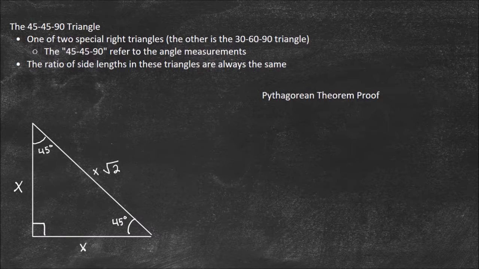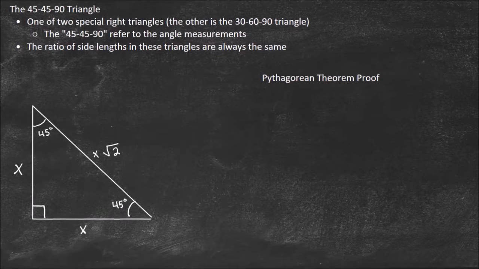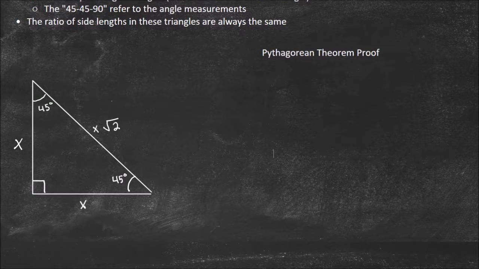So this is one of our two special right triangles. The other is the 30, 60, 90. And by special I mean that the ratio of the side lengths in these triangles is always the same. This is important because it lets us figure out the side lengths pretty quickly. And so for 45, 45, 90, the ratio is x to x to x square root of 2.